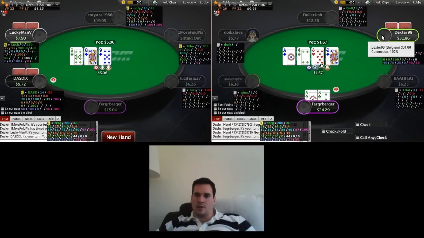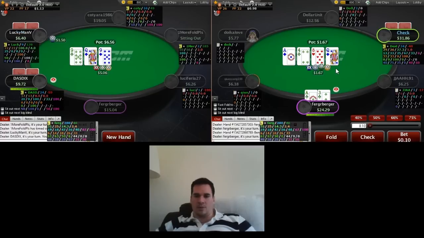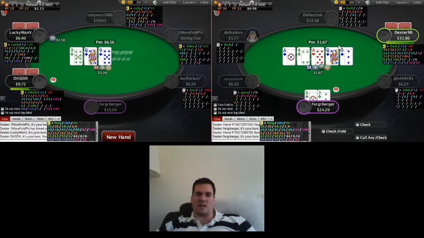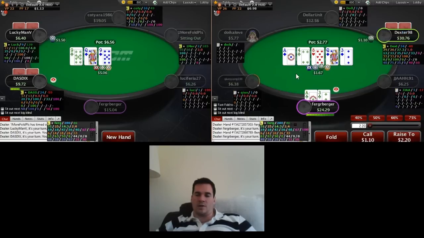Here versus Dexter, we have him marked as a potentially weaker player. We're not really looking to turn our ace into a bluff here. If we bet this turn, that's essentially what we're doing. It's going to be very difficult to get called by worse there.